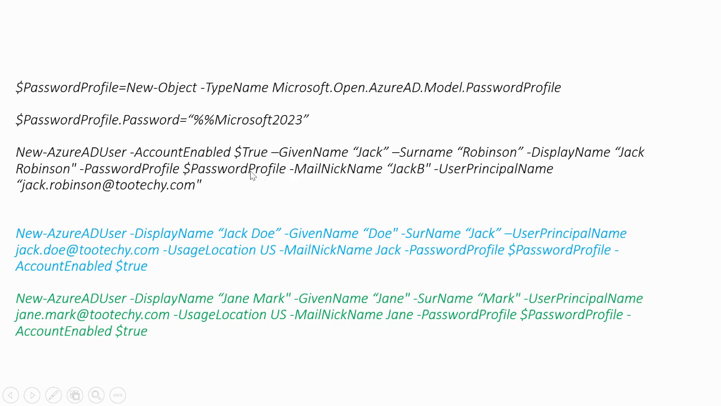So what we are doing is that we have declared the variable for password profile here, so we are just calling the variable here. Then the mail nickname is JackB. Then, most importantly, the user principal name is going to be jack.robinson at yourdomain.com.